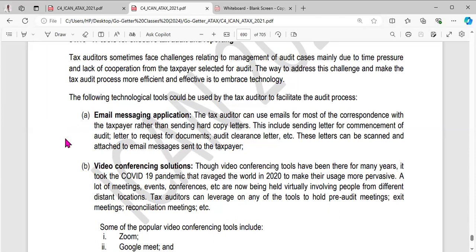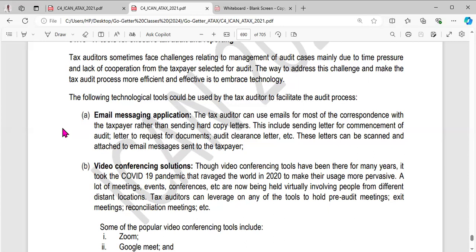Then there's video conferencing, so they may have audit discussions, pre-audit meetings, exit meetings, reconciliation meetings on Zoom, even WhatsApp. Do you know that even with your WhatsApp, you can share screen?